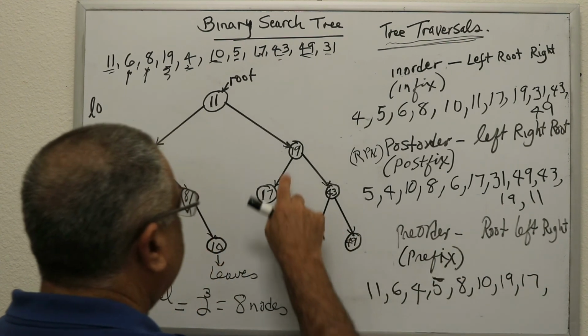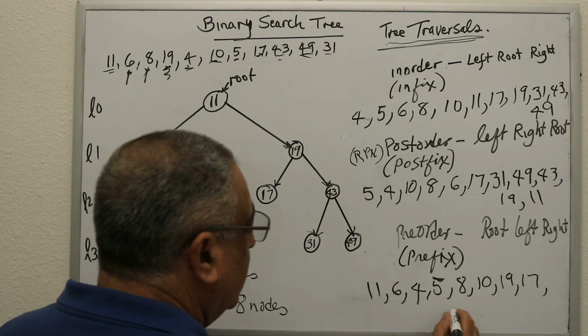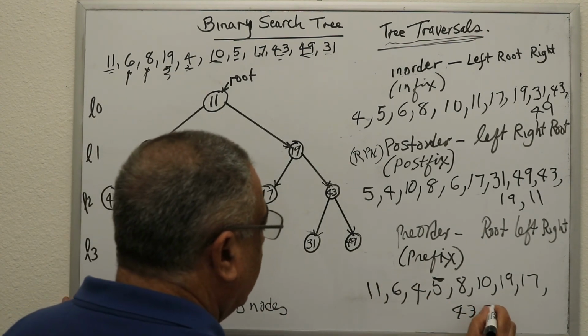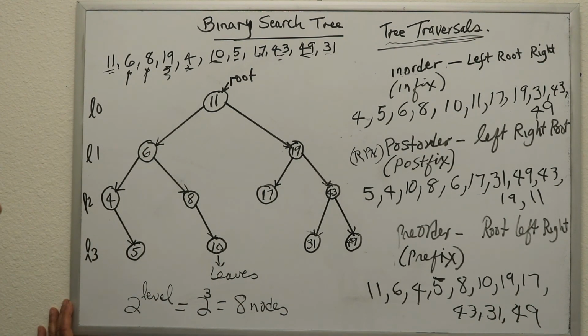So that's 17. So I go root, left, right. Well, this is a subtree. So I go root, which is 43. I go left, which is 31. I go right, which is 49. And I'm done.